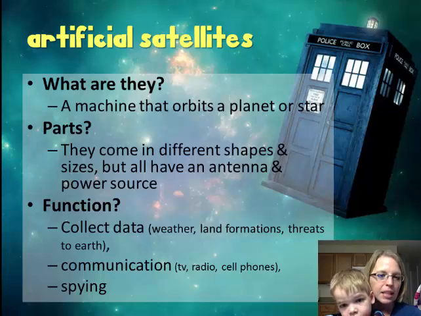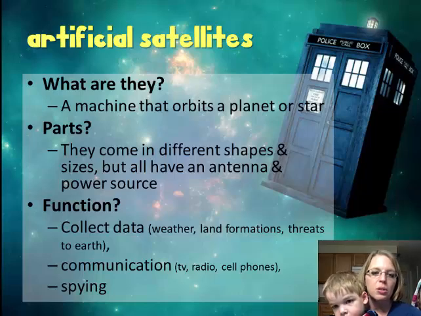Some of them collect data. So some of them will be weather satellites, or they'll watch land and see if the land is eroding, or if the glaciers are melting, or if the drought is getting worse. They'll look for threats to Earth too. Same thing with those natural habitat ones, but they might look at other kinds of threats.